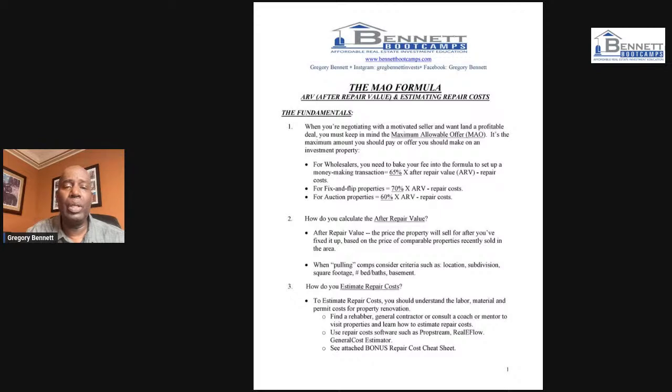If we're dealing with auction properties, I like to lower it, because it's risky. You're not going to be able to have an inspection. Sometimes you can't even see the inside of the property. And so we lower that to minimize our risk on an auction property to 60%. So 60% of the ARV minus repair cost is our maximum allowable offer.